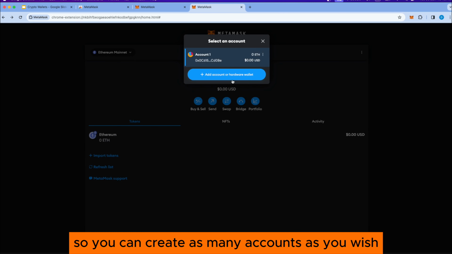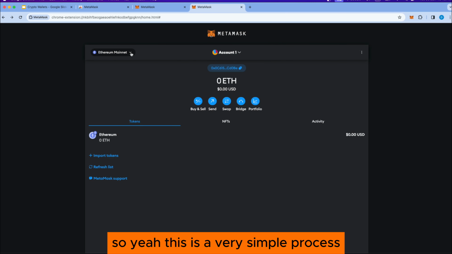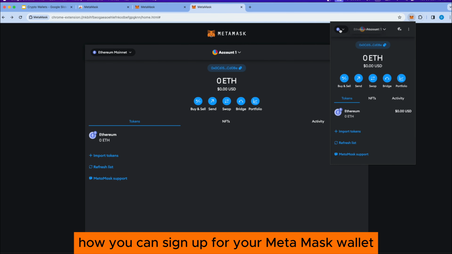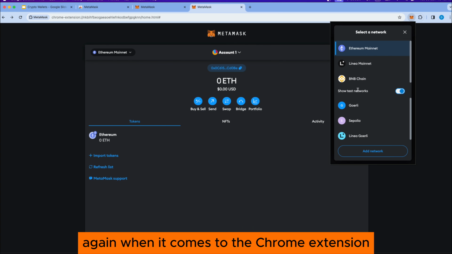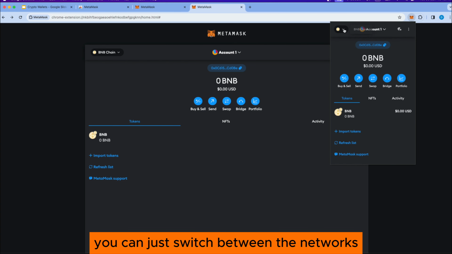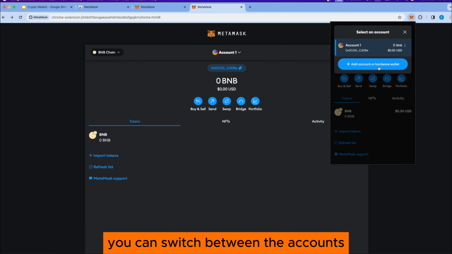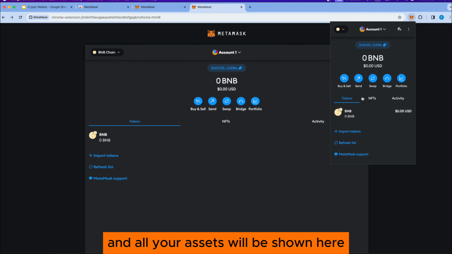You can create as many accounts as you wish. So yeah, this is a very simple process of how you can sign up for your MetaMask wallet. Again, when it comes to the Chrome extension, you can switch between the networks, you can switch between the accounts, and all your assets will be shown here.